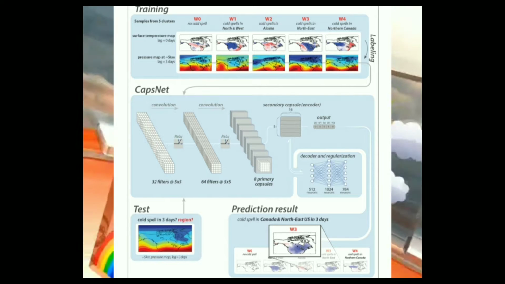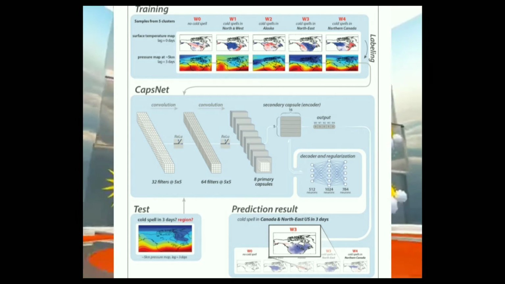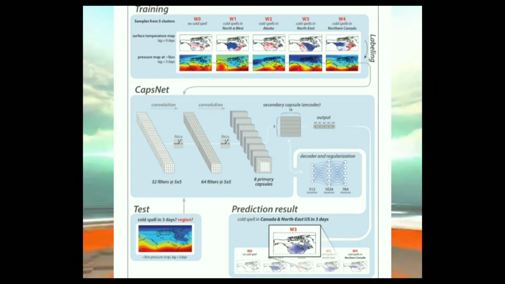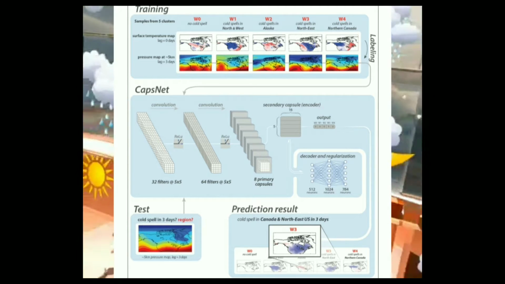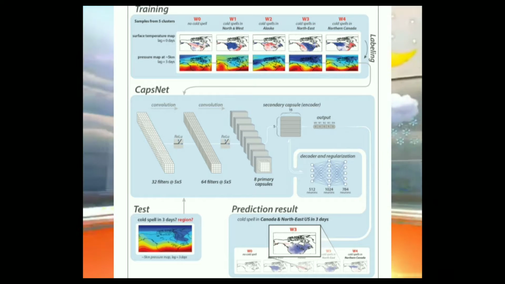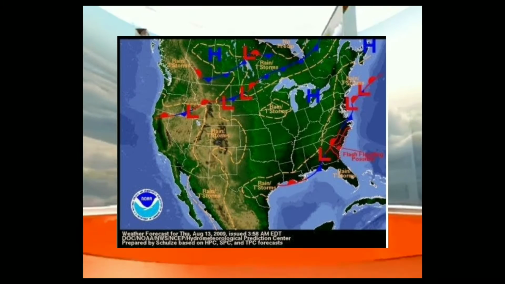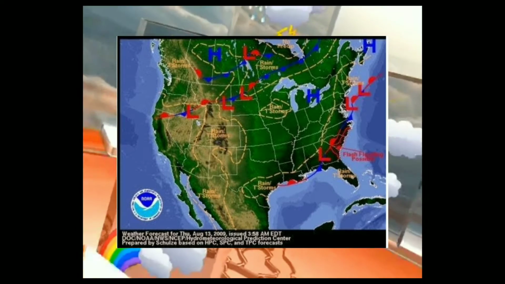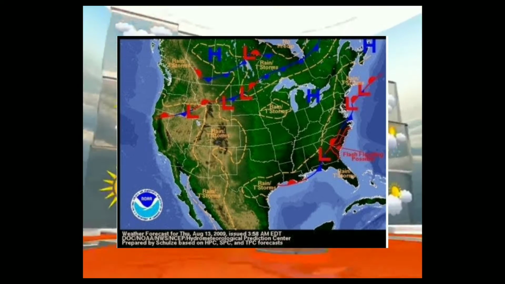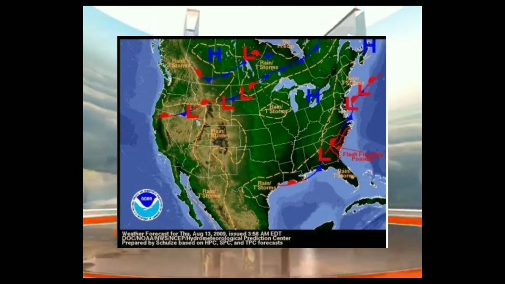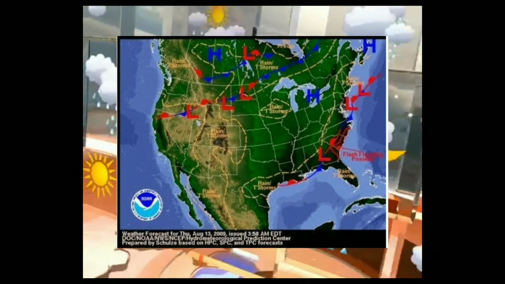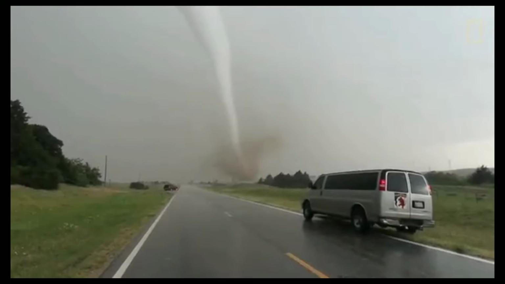This schematic depicts the data-driven framework for prediction of cold spells based on the large-scale circulation patterns of 3 days earlier. Only the patterns and their labels are inputted in the capsule neural network, or CapsNet, during the training. For the shown test example, a cold spell in cluster W3 in 3 days is predicted.